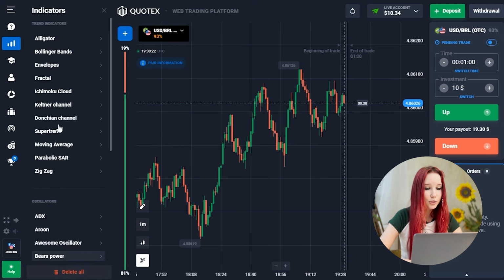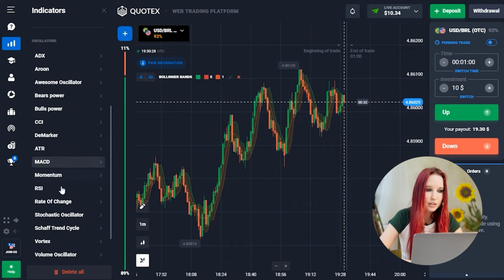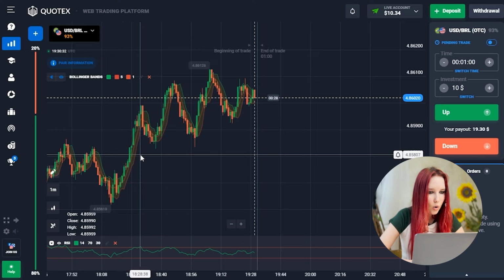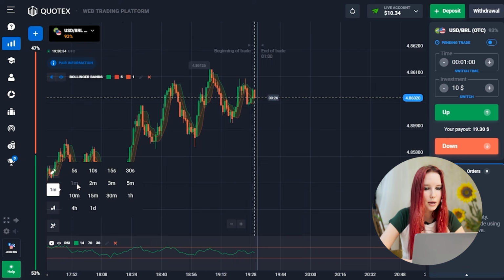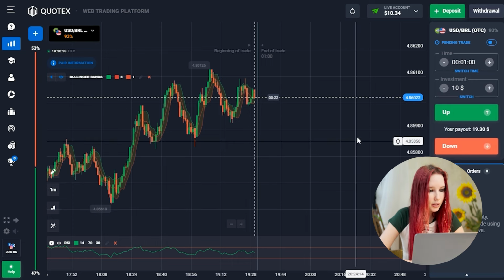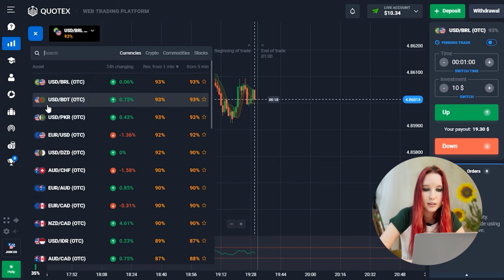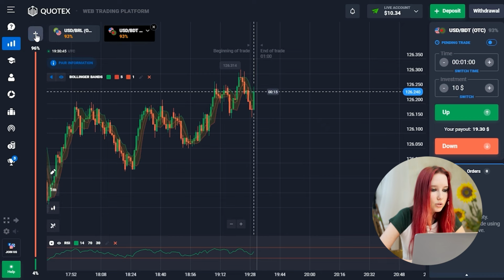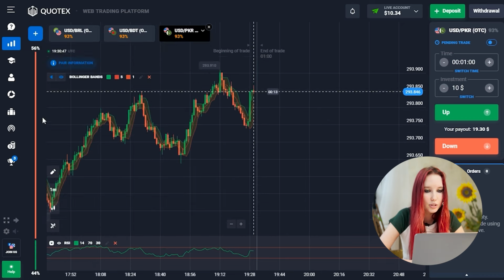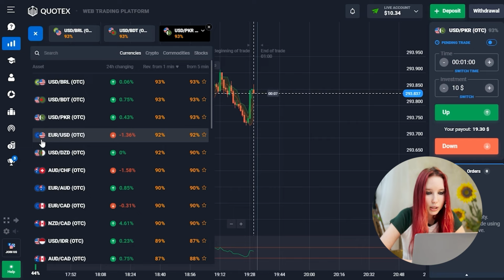So today I'll use the Bollinger Bands indicator with its default settings and the RSI indicator. I'll open all today's trades on a 1 minute time frame and the transaction time is also 1 minute. And today I decided to start with 10 bucks. So let's add currency pairs. I'll choose the one with the highest payout percentage so that we can increase my balance faster. And let's add another currency pair and it will be enough.